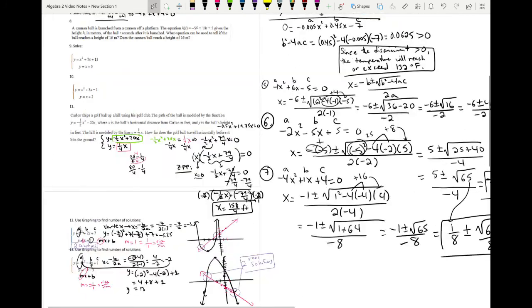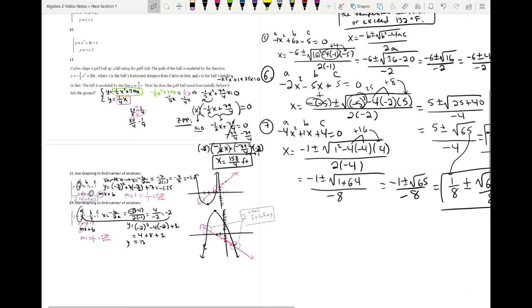And that's it, guys. Those are the skills for 2.6 and 2.8. Quadratic formula, maybe a word problem in there, and using the discriminant and graphing. All right, hope this helped, guys. Good luck, and I'll see you in the next video.